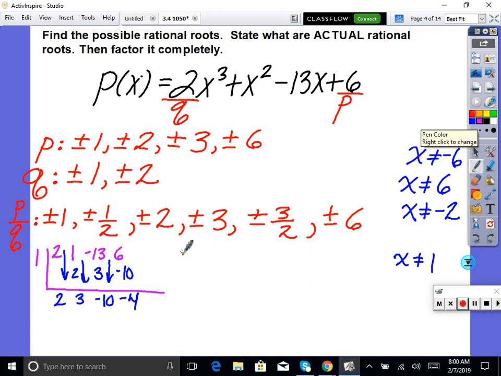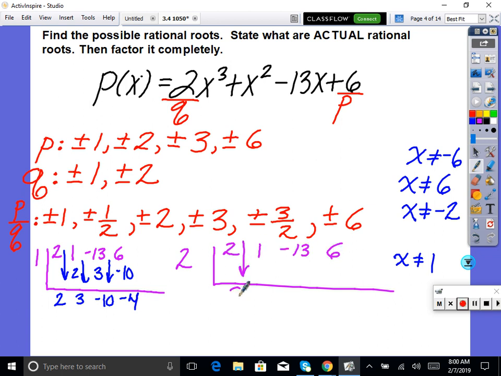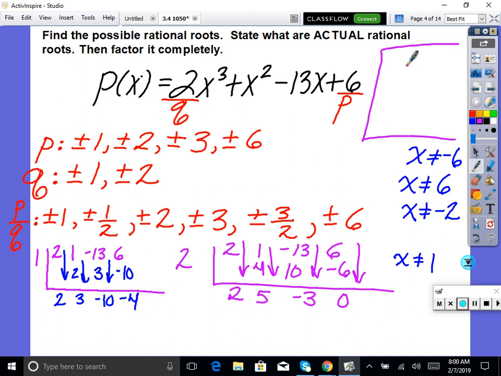Okay. So 2, we put in our coefficients: 2, 1, -13, 6. So we add straight down, multiply up, add straight down, multiply up, add straight down, multiply up, add straight down, 0. Perfect. So I'm going to make my bucket of official rational roots. So x equals 2 worked.